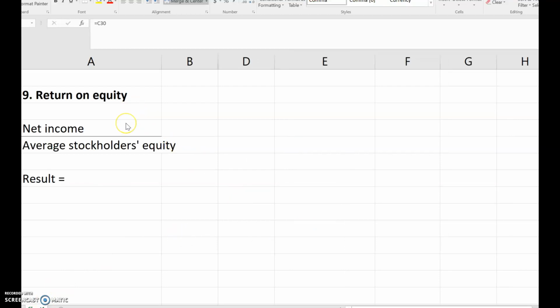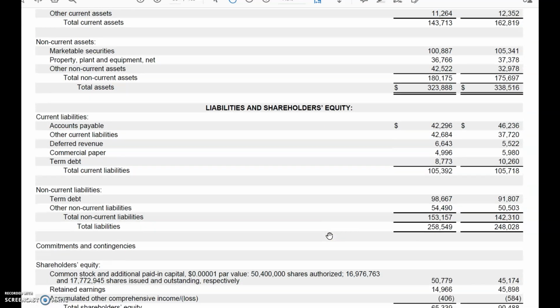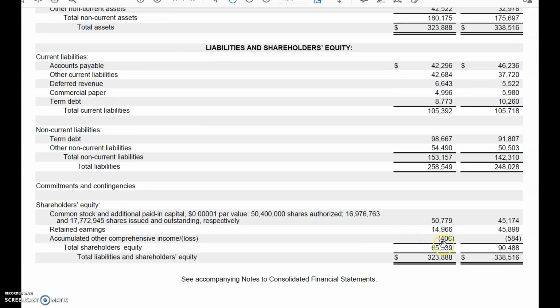The next is looking at the return on equity. What percentage return did we earn on our investors' investment in the company, the stockholders' equity piece? So we'll take our net income and divide by our average stockholders' equity. So again, we use that same net income off of the income statement, and then we want to get our average stockholders' equity. So the beginning of the year, $90,488, plus the end of the year, $65,339, come to a subtotal and divide by 2.